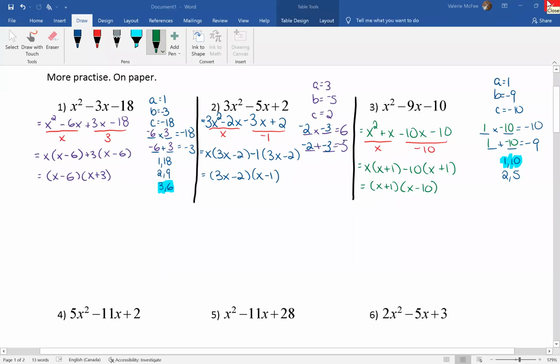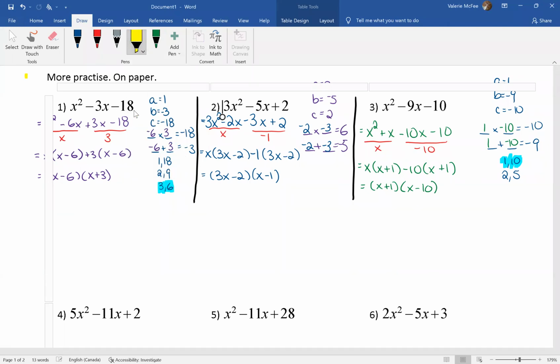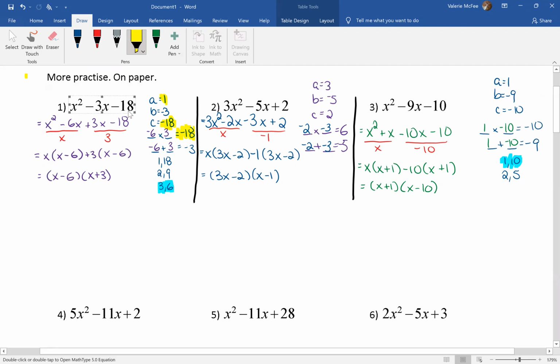Okay, let's take a look at the work we have here for these first three questions. I hope you were able to factor them correctly. In the first place, we wrote down our values for A, B, and C. But remember, we're trying to find two numbers that multiply to equal A times C for each of these. A times C, and don't forget your negative signs.